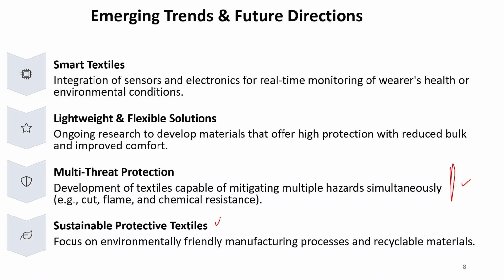And nowadays, the sustainable protective textile. Either we should go for eco-friendly material, use an eco-friendly manufacturing process, or have recyclable material. If not 100%, some portion of the material should be recycled. So, we can recycle the used protective textile and again blend it with virgin fibers to get recyclable protective textiles.